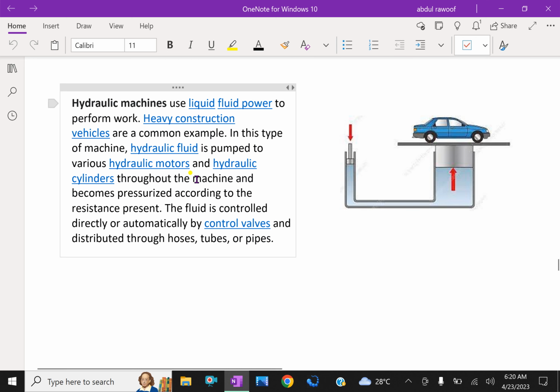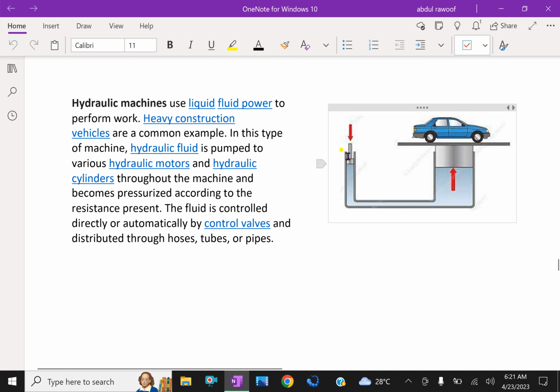Here, hydraulic machines use the difference in force in different cross-sectional areas. Hydraulic machines use liquid fluid power to perform work. Heavy construction vehicles are a common example. In this type of machine, hydraulic fluid is pumped into various hydraulic motors and hydraulic cylinders throughout the machine and becomes pressurized according to the resistance present. The fluid is controlled directly or automatically by control valves and distributed through hoses, tubes or pipes.